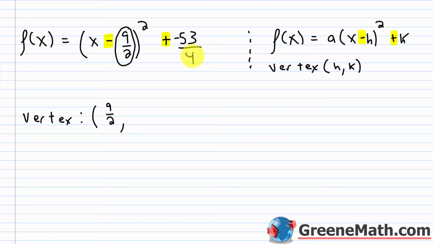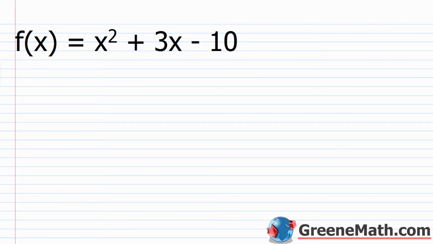And so -53/4 represents k, so that will be your y value. So -53/4. So the vertex for this function is going to occur at the point 9/2, comma -53/4. All right, let's try another one now.